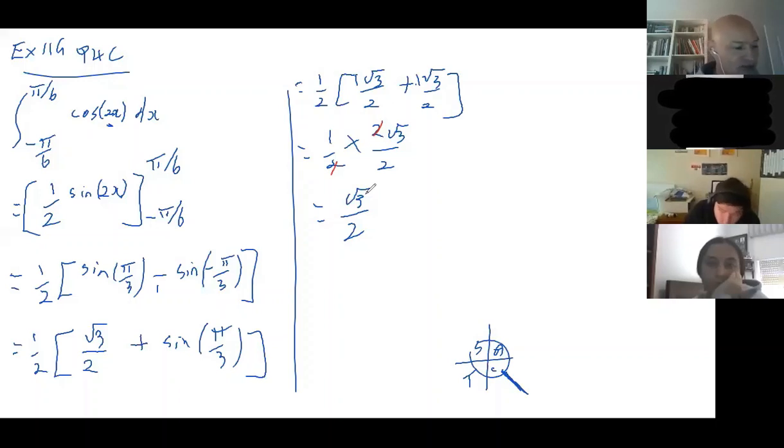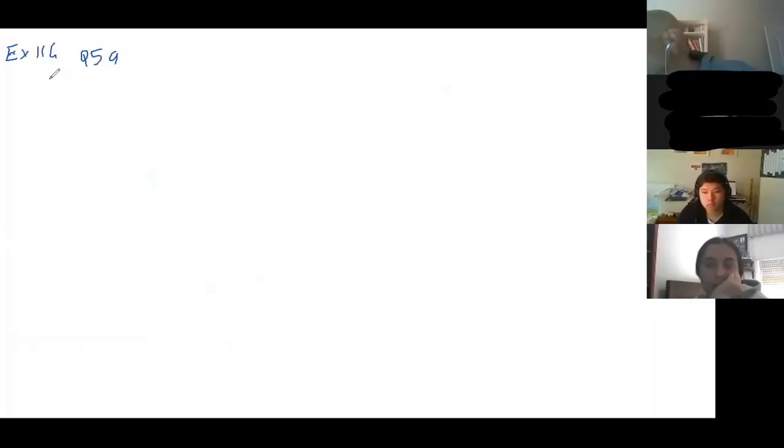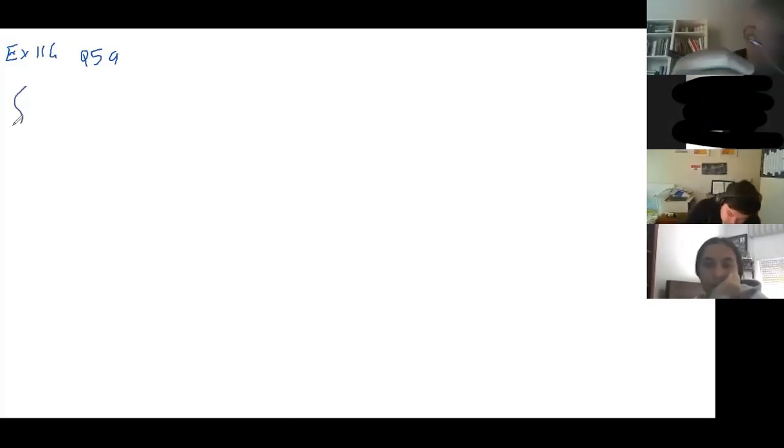The next one is 5A from the same exercise, 11G. So this is exercise 11G, question 5A, which says, find the exact value for each of the following definite integrals. So this is the integral, I said my thing's broken, so believe me, between 0 and pi on 2.